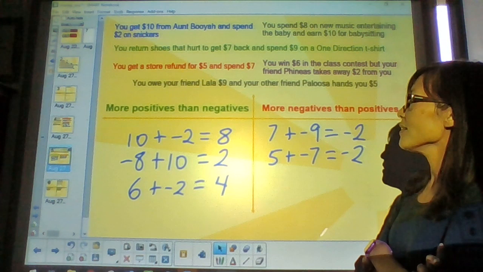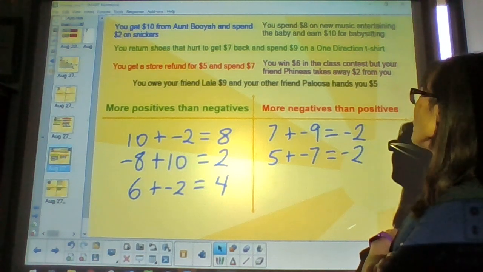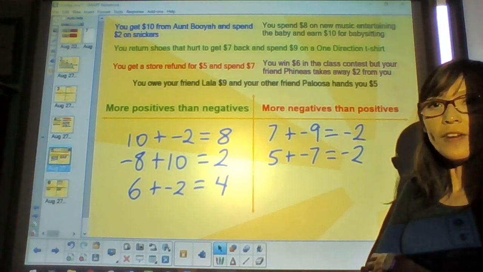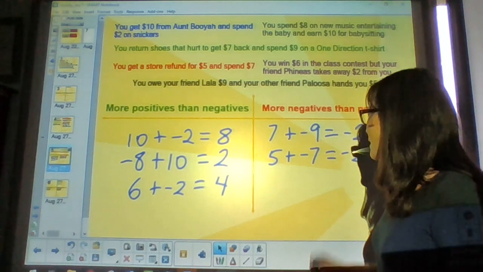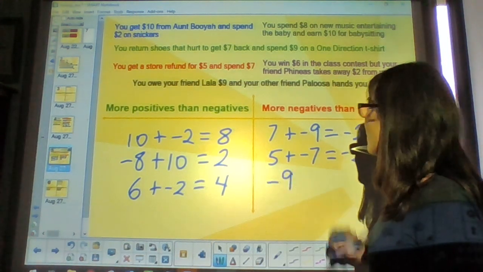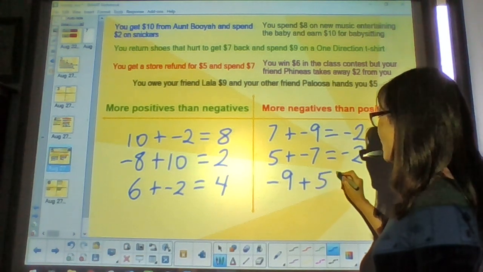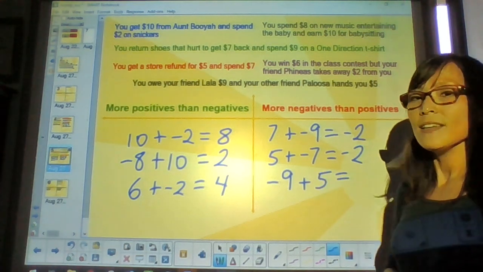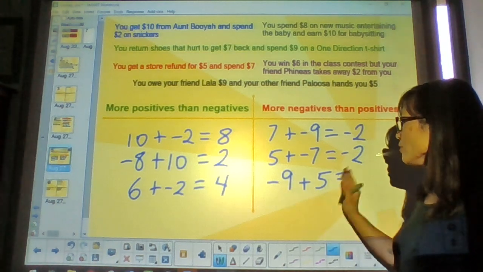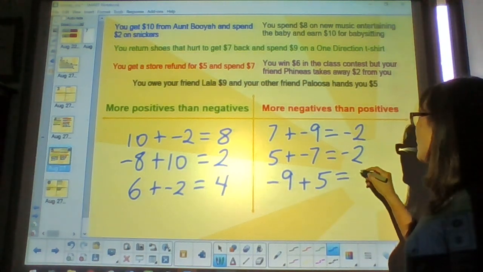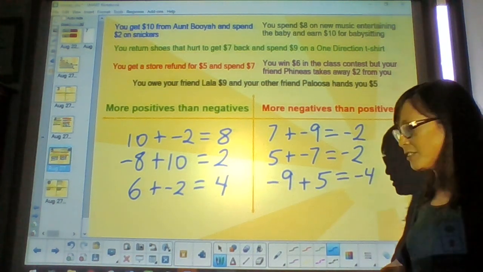You owe your friend Lala $9, and your other friend Paloosa hands you $5. And so here we have a debt of $9, but then your really good friend Paloosa just gives you $5 just because. You still owe more than you have, so now you're only in debt $4.